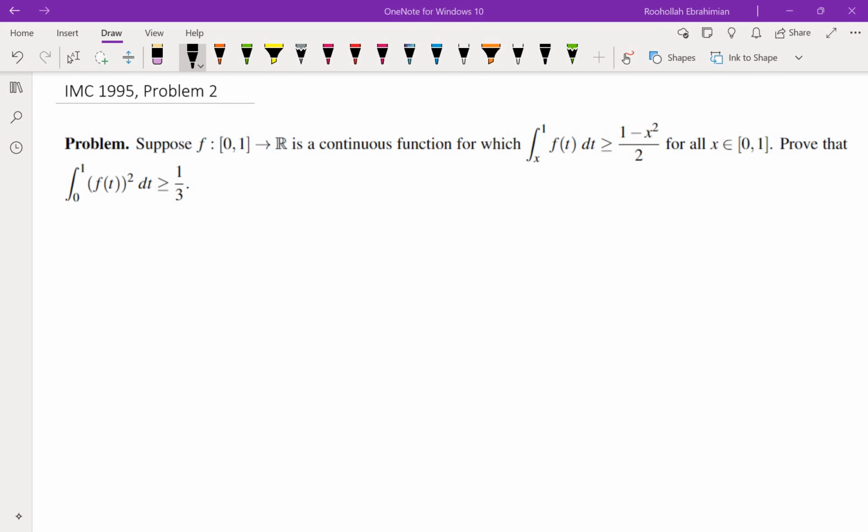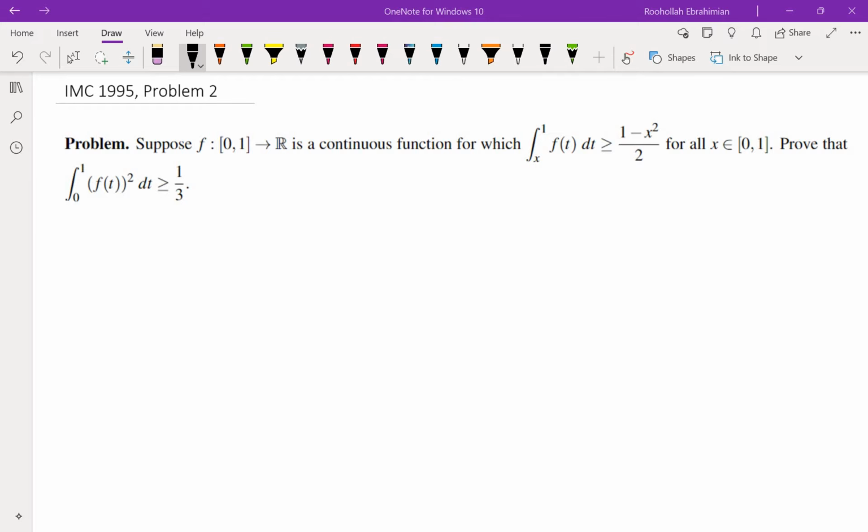Hello, in this video we're going to go over problem number 2 from the International Math Competition in 1995. So here is the problem. Suppose f from [0,1] to R is a continuous function for which the integral from x to 1 of f(t) dt is at least (1 - x^2)/2 for all x between 0 and 1. We want to prove that the integral from 0 to 1 of f(t)^2 dt is at least 1/3.